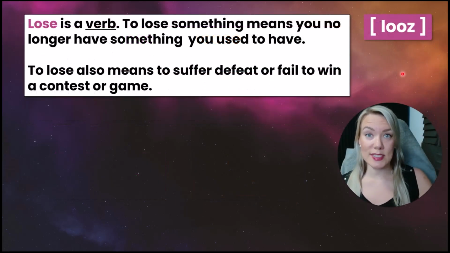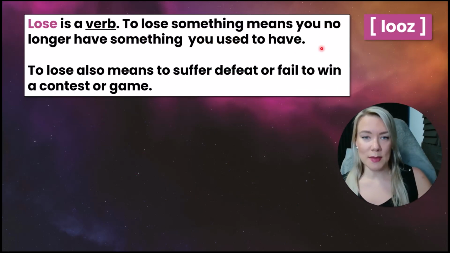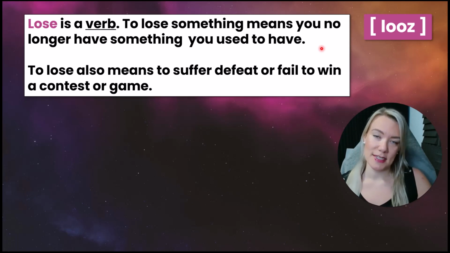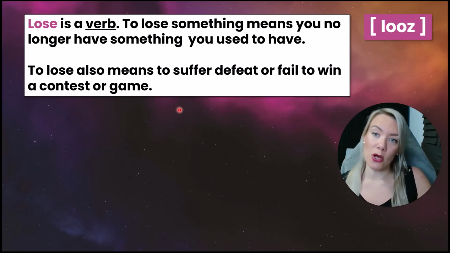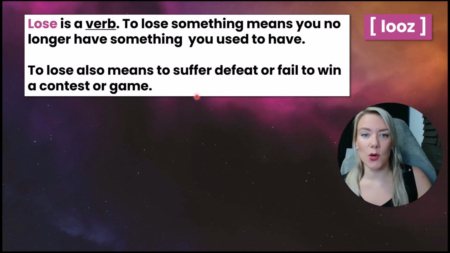So lose is a verb. To lose something means you no longer have something you used to have. If you lose something, you probably can't find it, or you just don't have it anymore. To lose also means to suffer defeat or fail to win a contest or a game or a race.